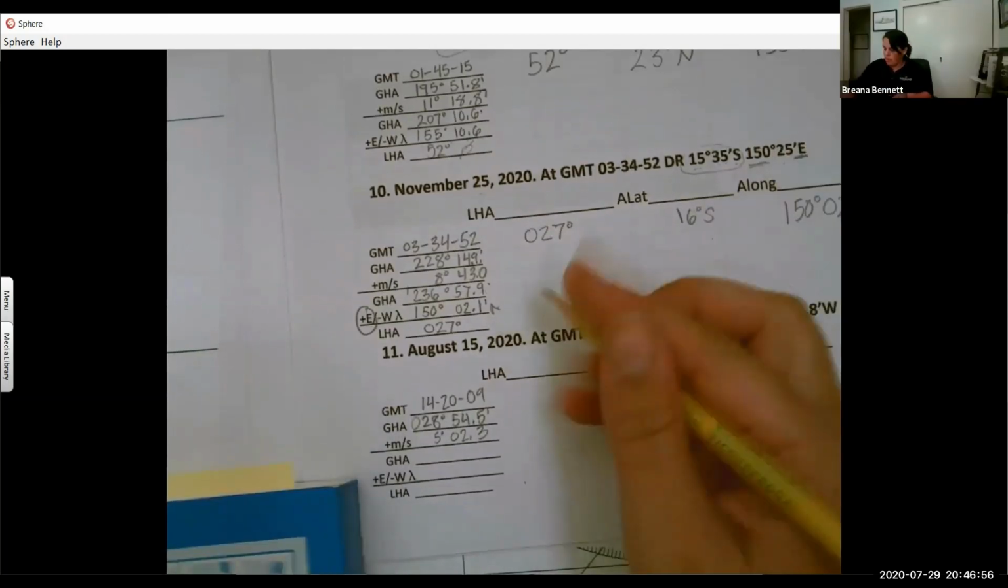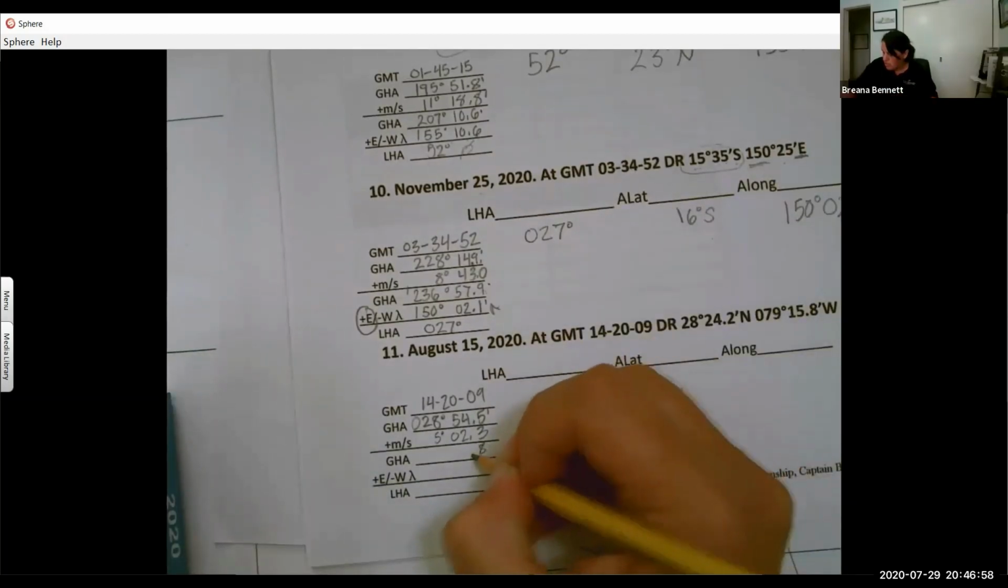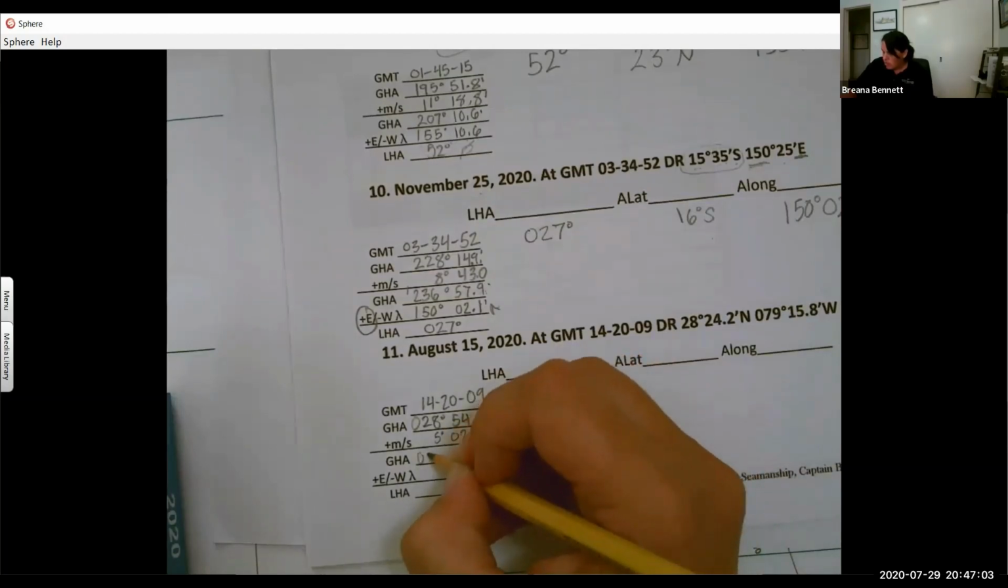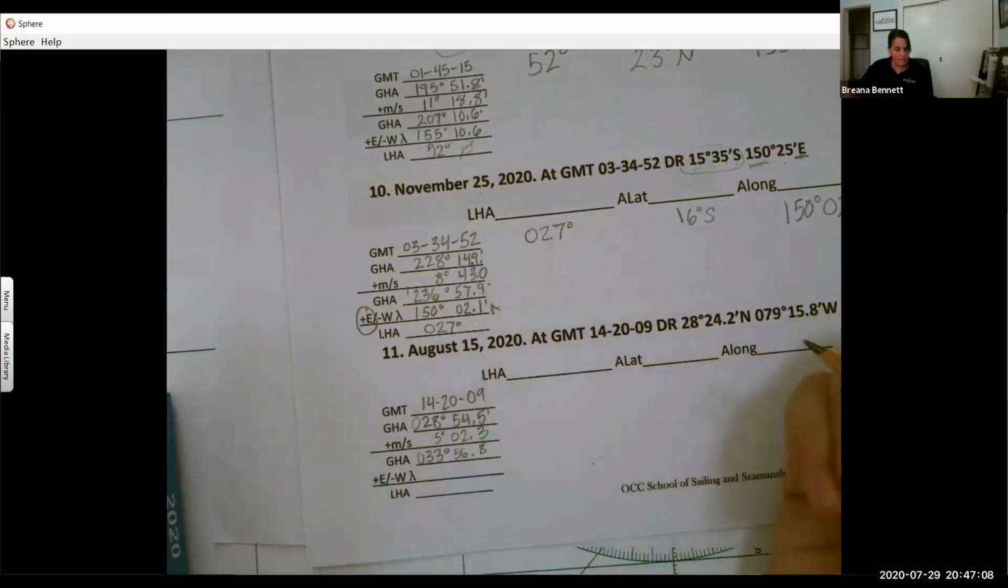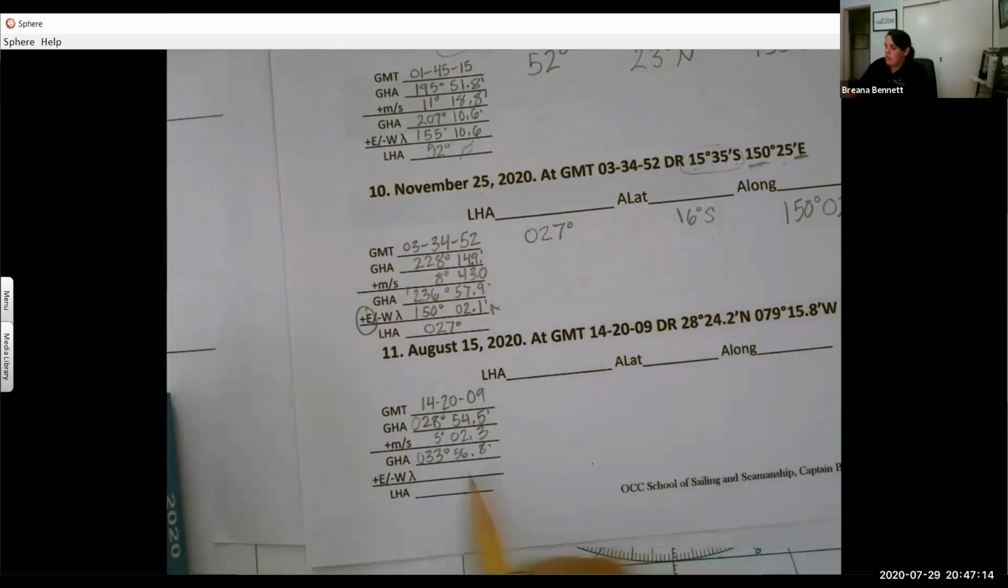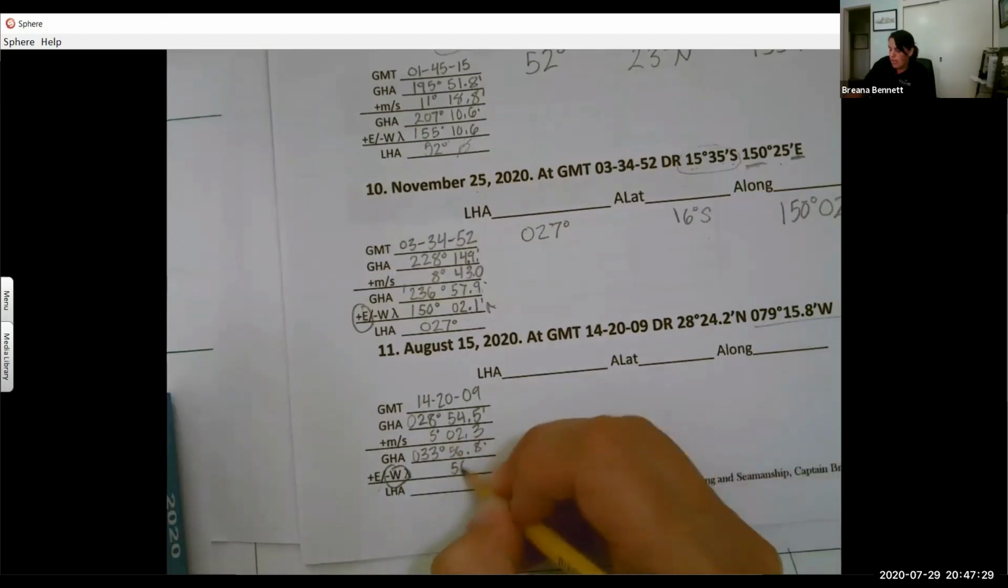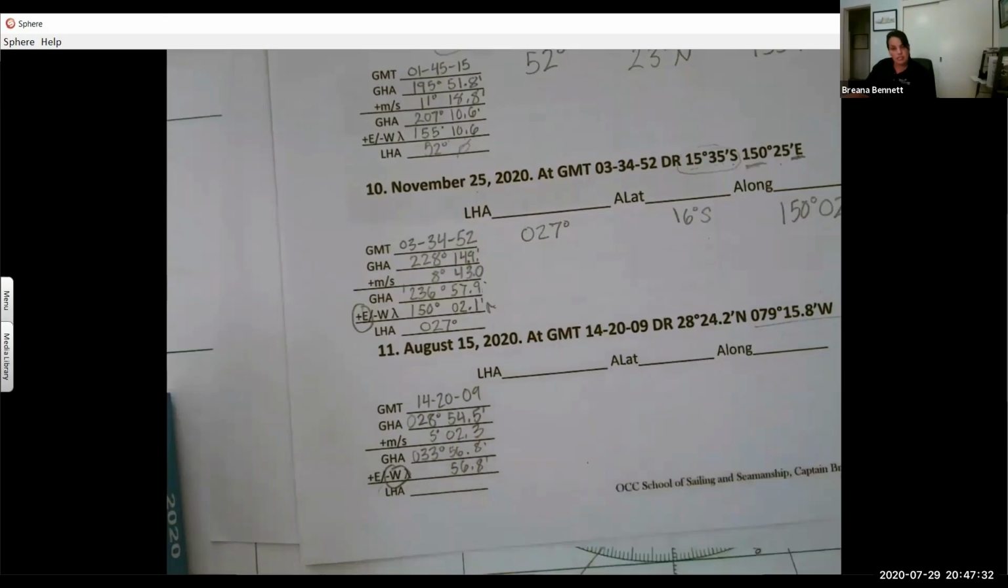Okay, so we add that up and we get 856 and 033. All right, yep. So we have a GHA of 33 degrees, 56.8. We are again in the west, so we're going to be subtracting. So I know my longitude is going to be subtracted. So to get to 0, I'm going to subtract 56.8 minutes.